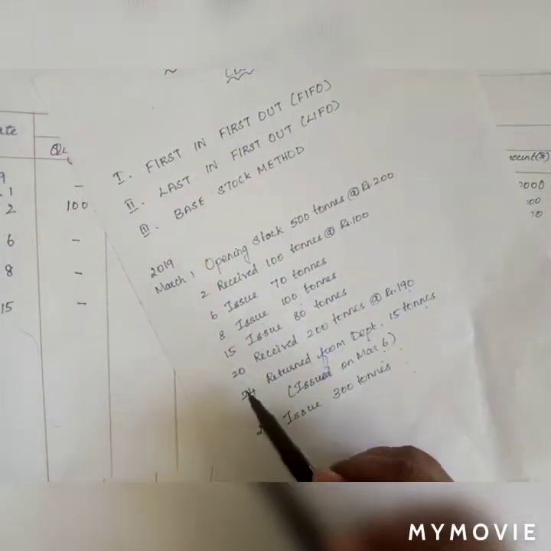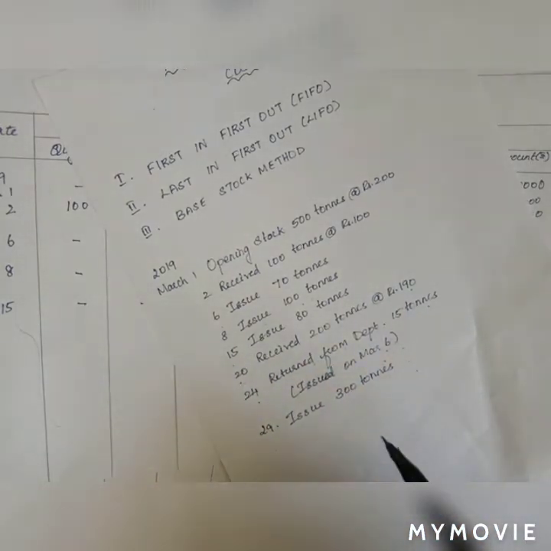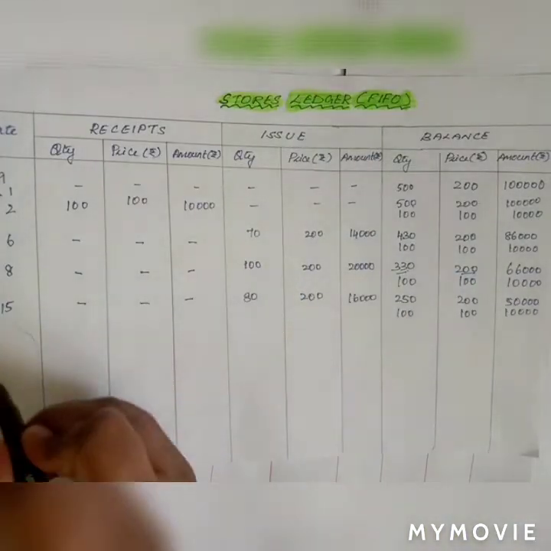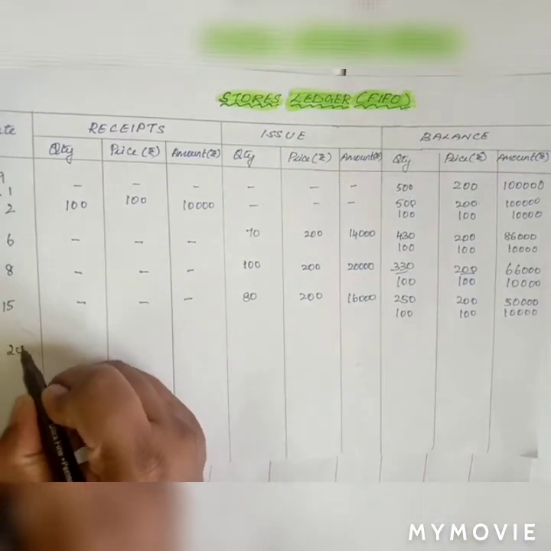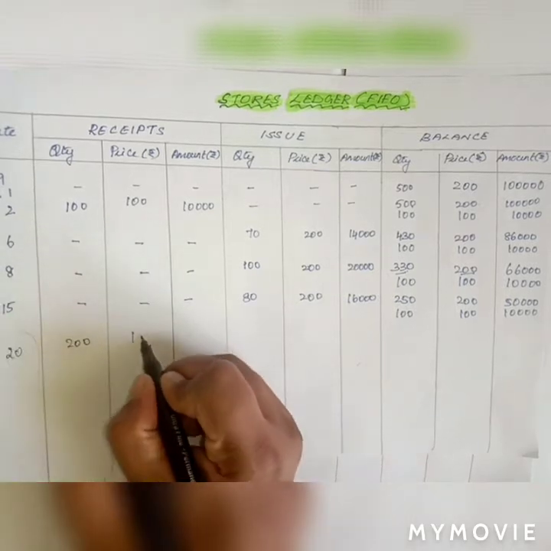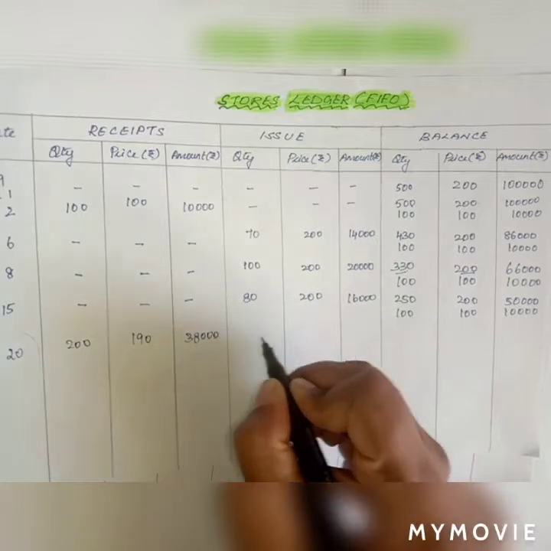Coming back to the question. On the 20th, received 200 tons of 190 rupees each. So on the 20th, there is a receipt of 200 tons of 190 rupees, which is 38,000.